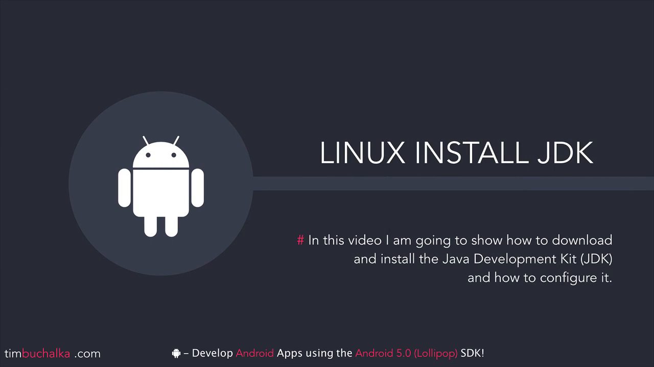In this video, I'm going to go through and show you how to install the Java Development Kit on a Linux machine. We're going to be using Ubuntu Linux, as I mentioned in the previous video. So we're going to go through, download it, install it, and do some minor configuration. So let's get into that right now.